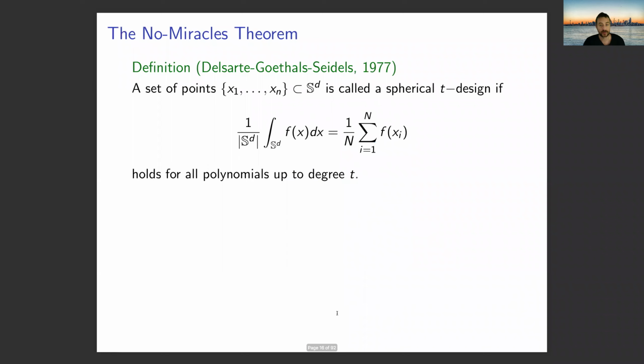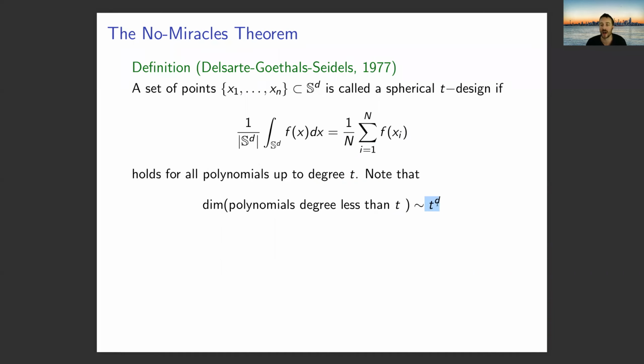Okay. Then I'm going to start with the seminal result in this direction, which is Delsarte, Goethals, Seidel from 1977. And they formalize the definition. A set of points is a spherical T-design if this relationship holds for all polynomials up to degree T. And you can do some binomial coefficient math, and you realize the dimension of this vector space is roughly T to the D. And there are some constants you could compute.